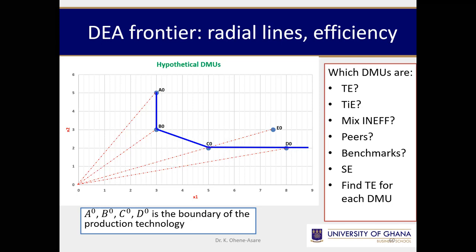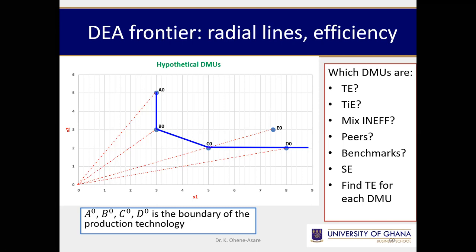Excellent. So now I want you to take note of these two firms, A and D. We call them efficient, but they are not truly efficient. In the world of Pareto Koopmans, they are not efficient. In the world of Farrell 1957, they are efficient. So these firms that are dominated, and they are on the frontier, are said to be weakly efficient. Take note, weakly efficient.